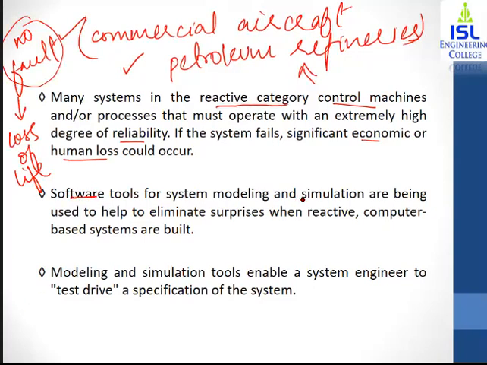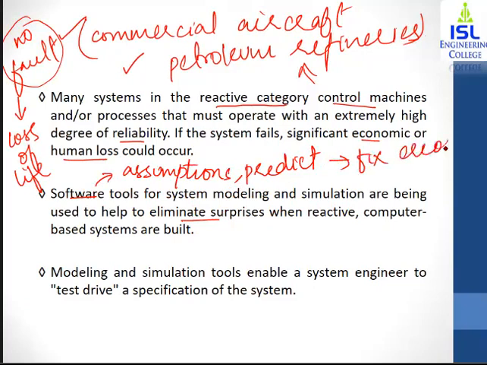Software tools for system modeling and simulation are being used to help eliminate surprises. That is, you're going to make use of specific tools whenever you're modeling the system, so that you can make assumptions about what is going to happen, or you can predict the faults, and you can fix any type of errors, or you can have a backup that can be used in a type of situation.